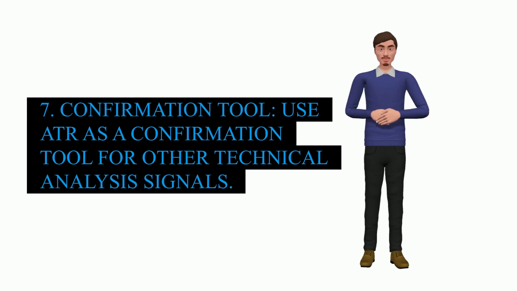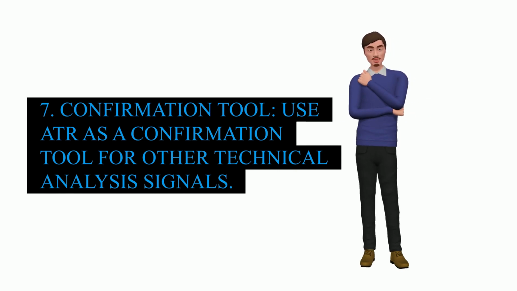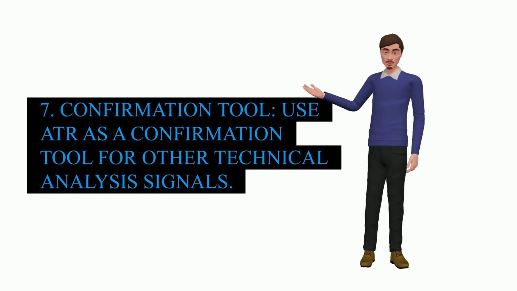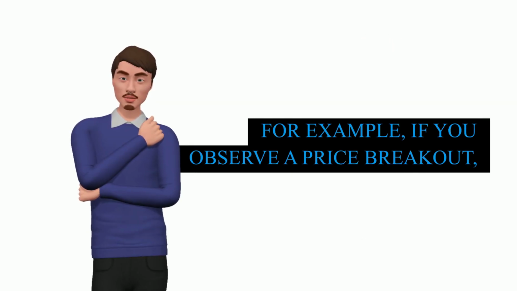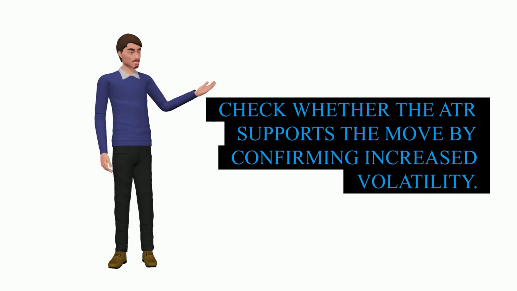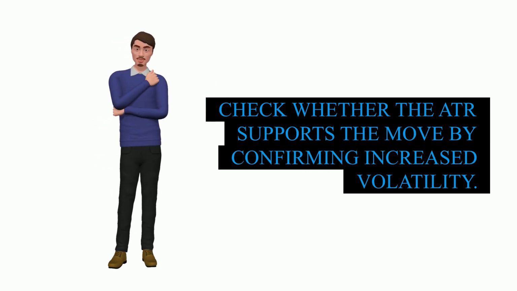7. Confirmation tool. Use ATR as a confirmation tool for other technical analysis signals. For example, if you observe a price breakout, check whether the ATR supports the move by confirming increased volatility.